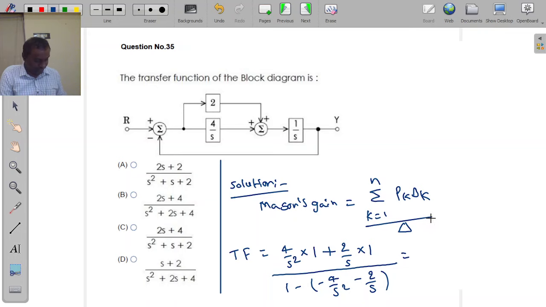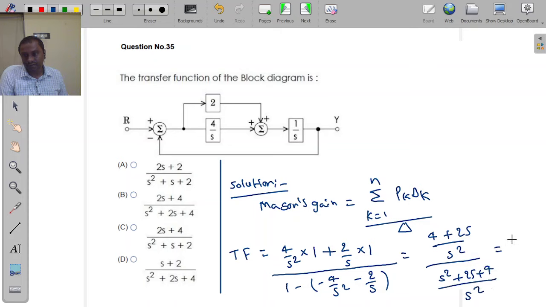By simplifying these, you are going to get 4 plus 2s by s square, divided by s square plus 2s plus 4 divided by s square. So s square gets cancelled. 4 plus 2s divided by s square plus 2s plus 4. Answer is B. Answer for this question is B.